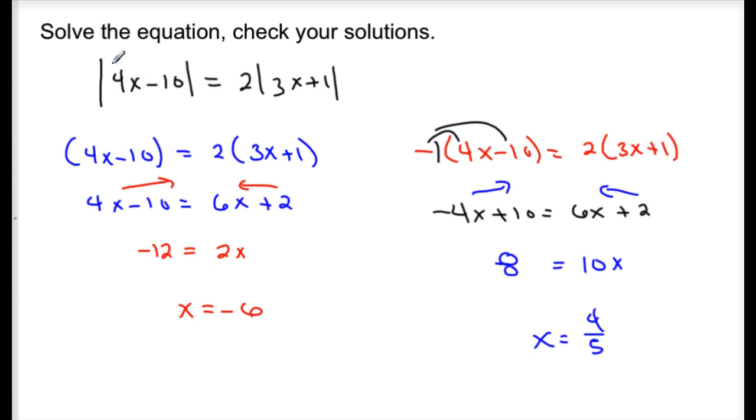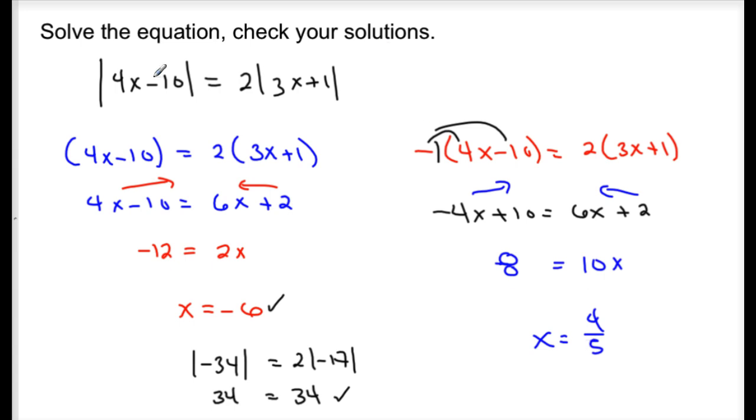Plug in negative 6 here. 4 times negative 6 is negative 24, minus 10, negative 34. The absolute value of negative 34 is equal to 34. What does this equal? Plug in negative 6. 3 times negative 6, negative 18. Negative 18 plus 1, negative 17. The absolute value of negative 17 is 17, times 2. Check. So this one, so far so good.